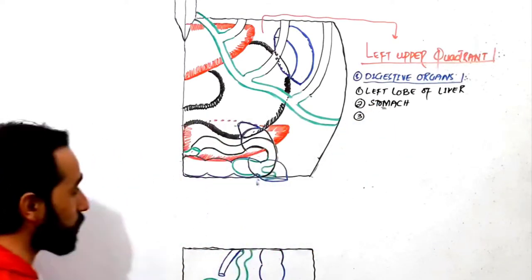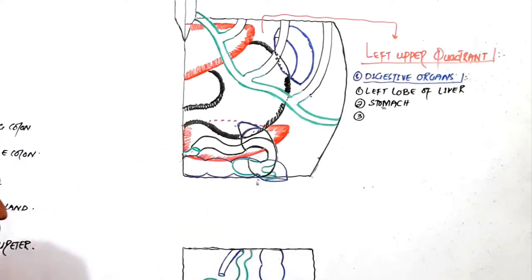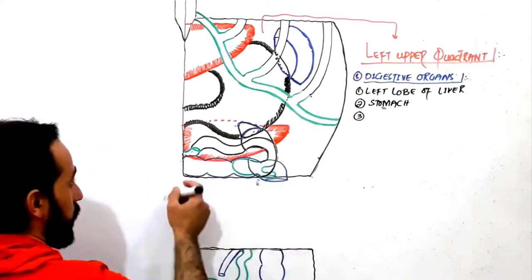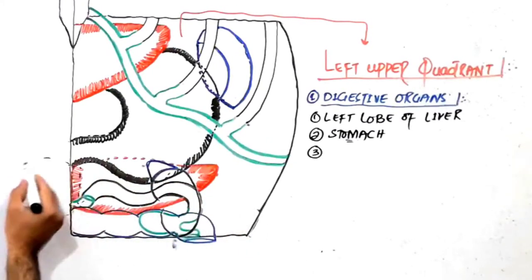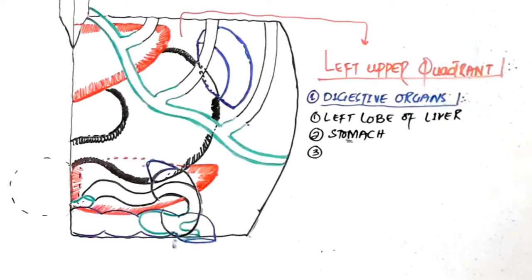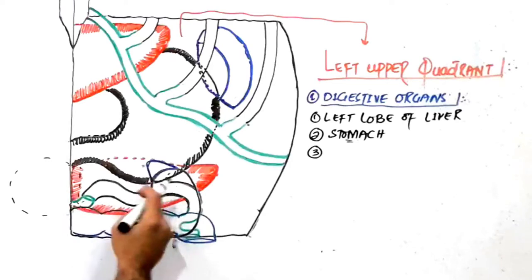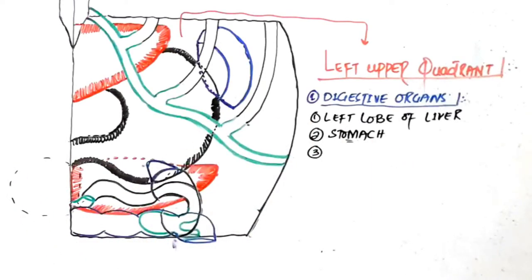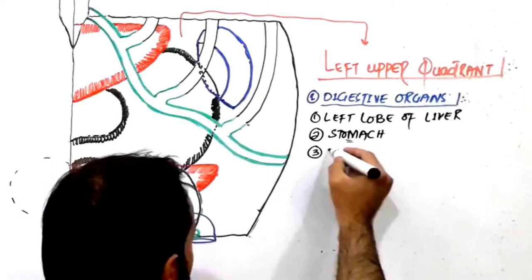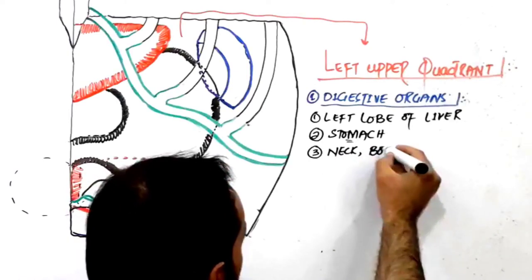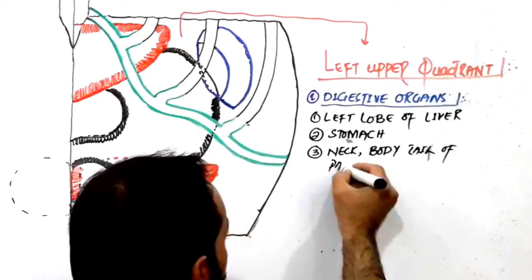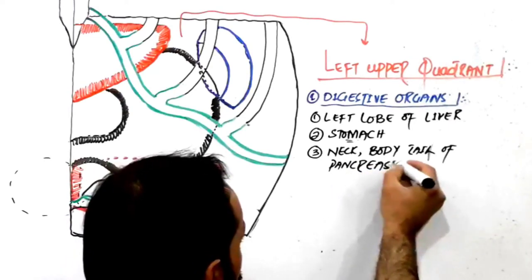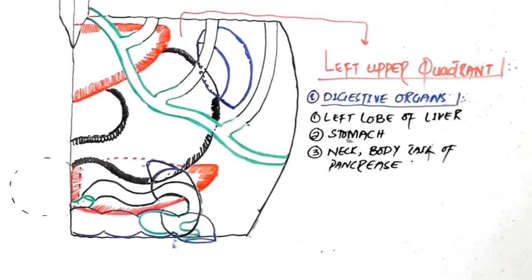The next thing that plays its role in the digestion of food, which is found in the left upper quadrant of your abdominal cavity, is your pancreas, right? If you look at the pancreas, this is the neck of the pancreas, then the body of the pancreas, and then the tail of the pancreas. But the head of the pancreas is shown here in the right upper quadrant, as I discussed in the previous lecture. So the head of the pancreas is present in the right upper quadrant, and the tail, body, and neck of the pancreas are found in the left upper quadrant. Pancreas is also a digestive organ, right? So we say the neck, body, and tail of the pancreas are found in the left upper quadrant of your abdominal cavity. So this is the third digestive organ which is present there.